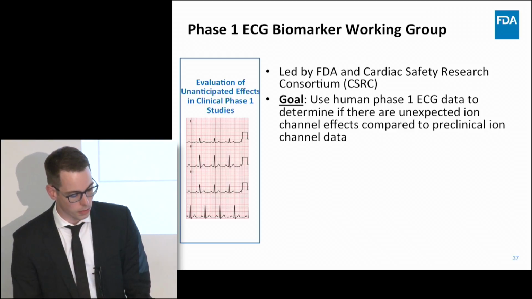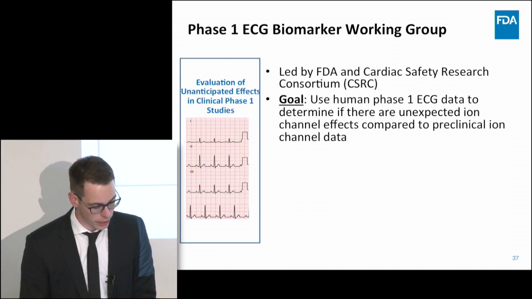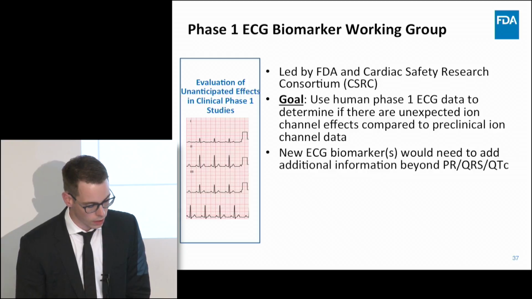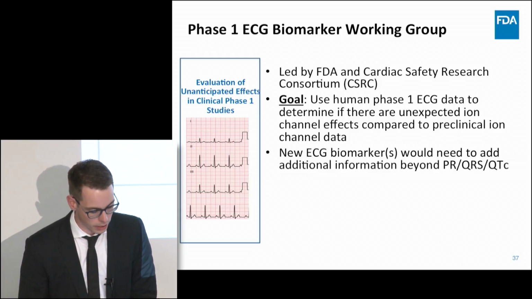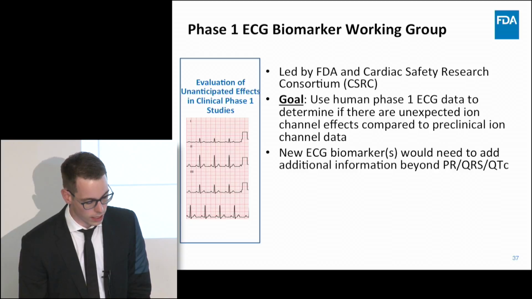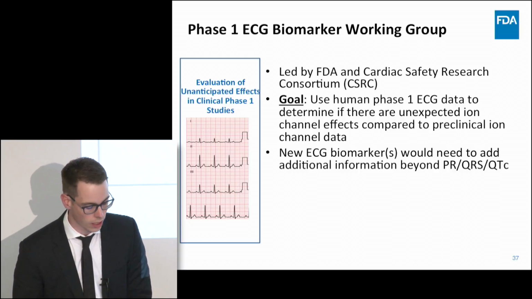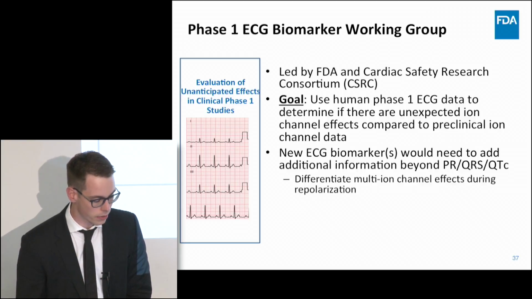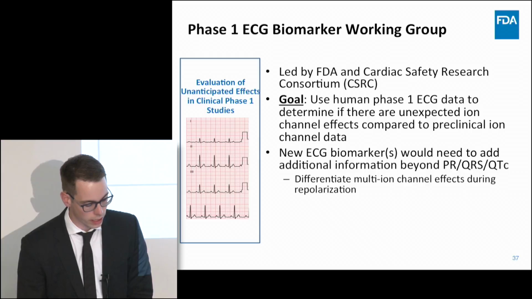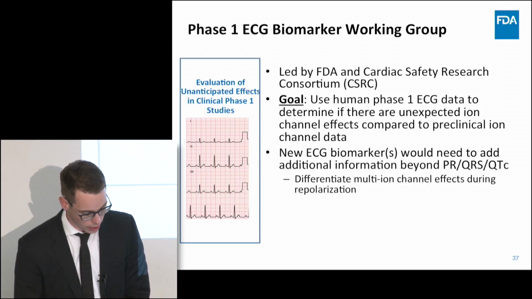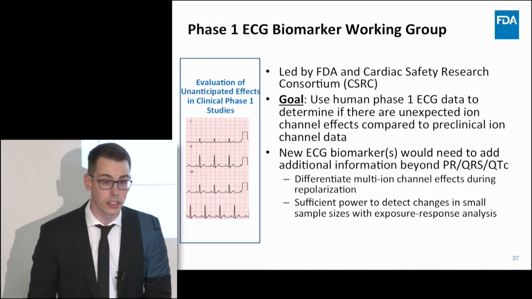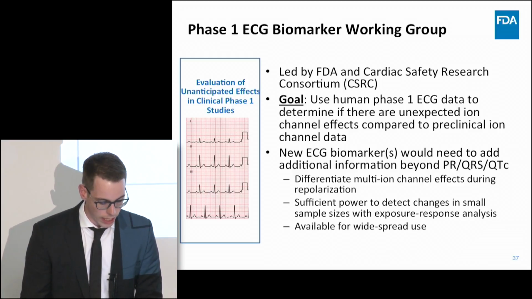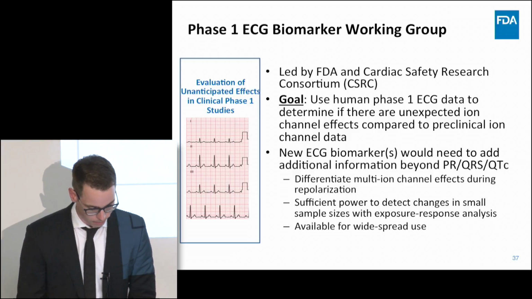And its goal is to use human phase 1 ECG data to determine if there are any unexpected ion channel effects compared to the preclinical ion channel data. So for a new ECG biomarker to be helpful, it would need to have additional information beyond just the PR interval, the QRS interval, or the QT interval. So that new ECG biomarker would need to differentiate between multi-ion channel effects during repolarization. It needs to have sufficient power to detect changes in small sample sizes with exposure response analysis, and it will need to be available for widespread use.